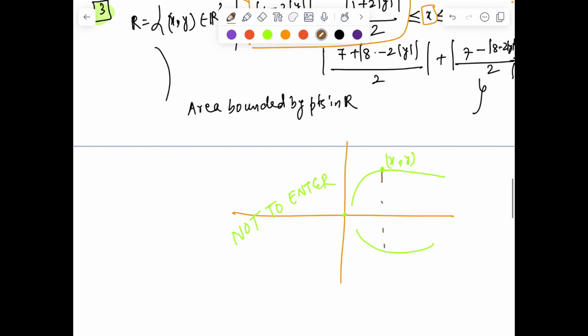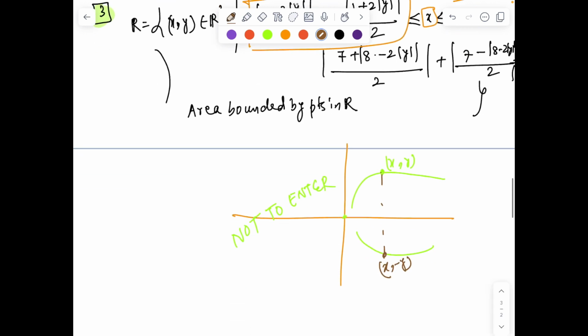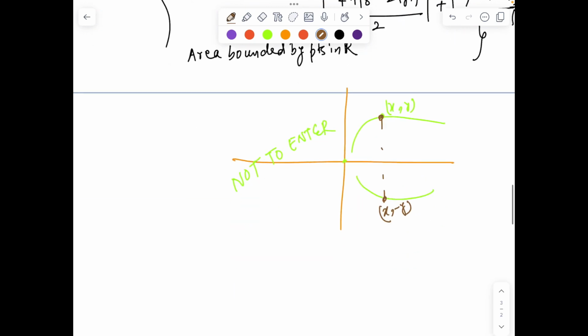From the symmetry of the expression, if any point (x, y) belongs to the graph of R, then definitely (x, -y) will also belong to the graph, because the expression is symmetric along the x-axis; the expression is not going to change if we replace y with -y. So I'll just be dealing with the graph in the first quadrant.